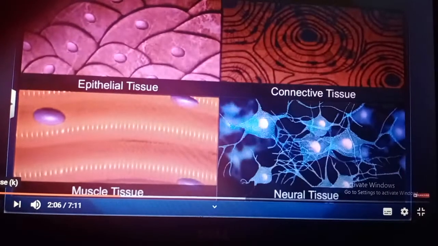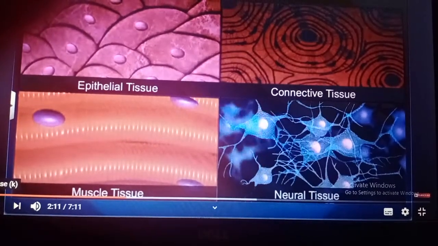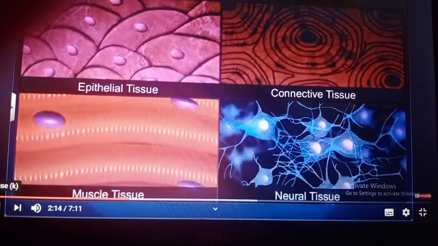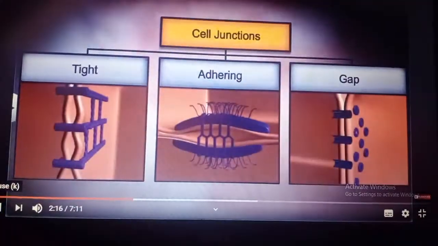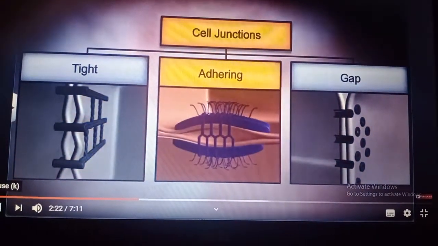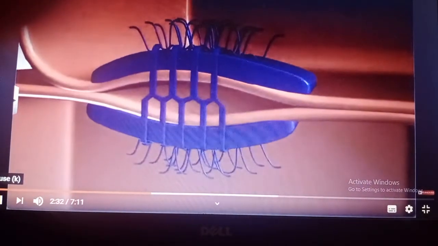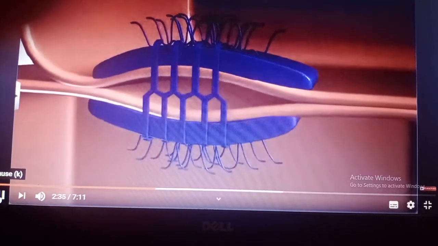The epithelium and other tissues have specialized junctions, which provide both structural and functional links between individual cells. These junctions are of 3 types, namely tight, adhering, and gap. Tight junctions prevent leakage of substances across a tissue. Adhering junctions help cement adjoining cells together. And gap junctions contain pores which permit the exchange of ions and molecules from the cytoplasm of one cell to another.